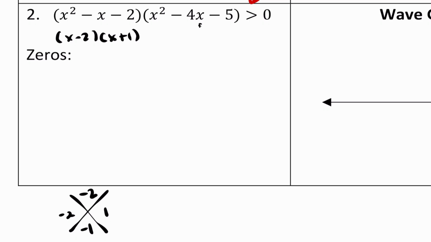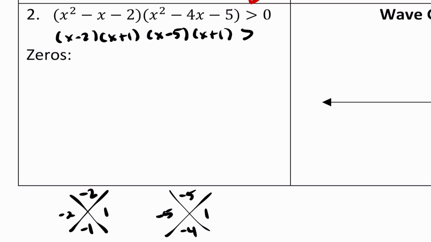And then for the second trinomial over here, I'm going to use the x method, -5 up top, -4 down below, and the two numbers should be -5 and +1. So x minus 5 times x plus 1. So all of these things should be greater than 0.